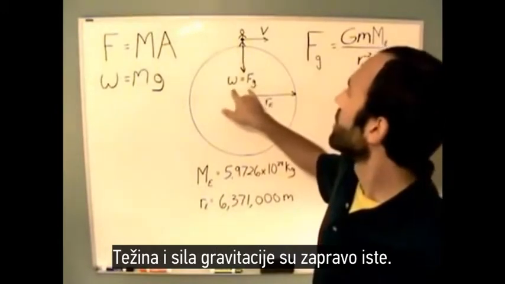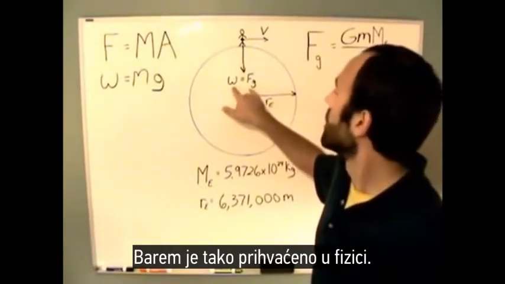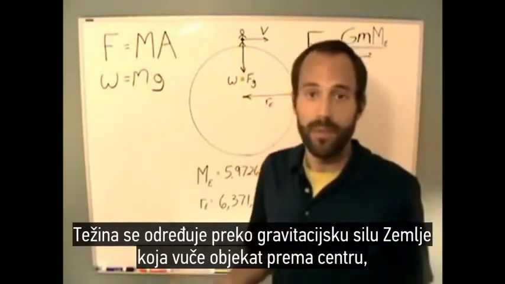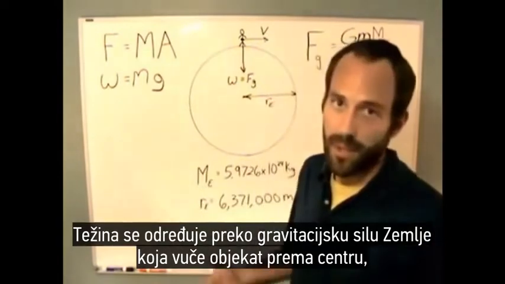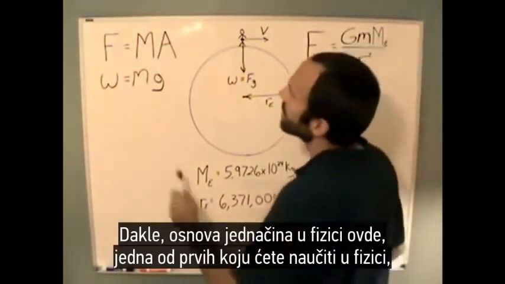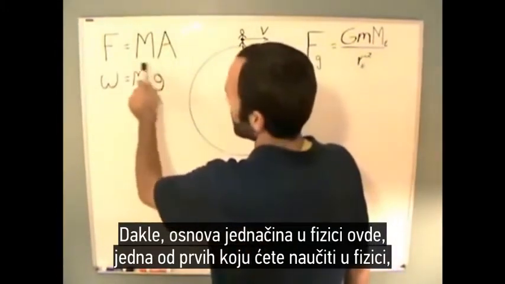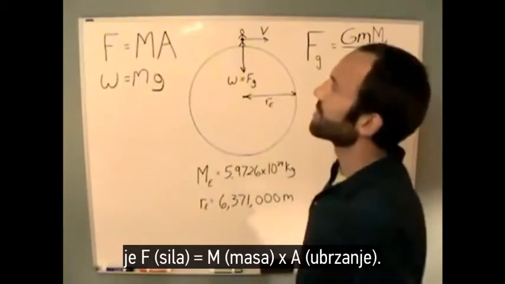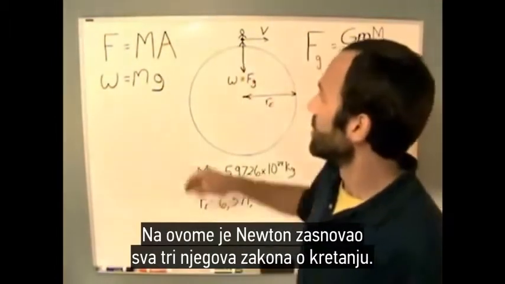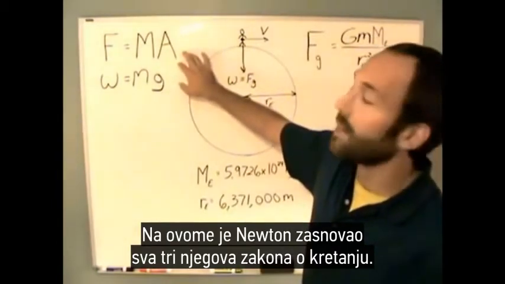Weight and the force of gravity are actually the same, or at least that's the accepted belief in physics. Weight is caused by the force of gravity of the Earth pulling down on the object, in this case, the person. And so the bread and butter physics equation up here, one of the first equations you learn in Physics 1, is force is equal to mass times acceleration. This is what Newton based all of his 3 laws of motion on.